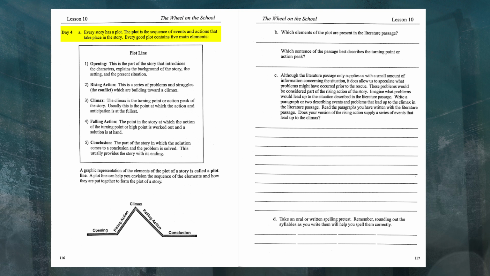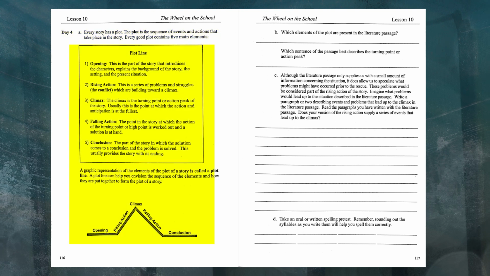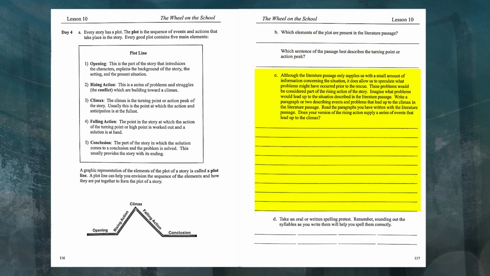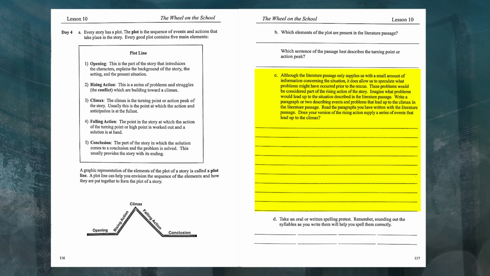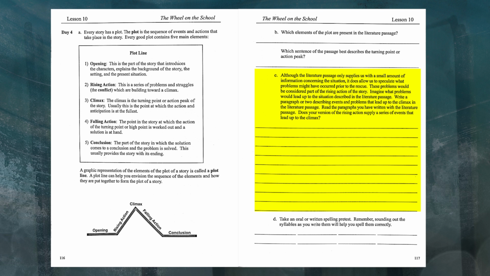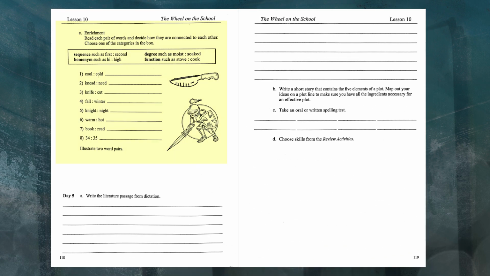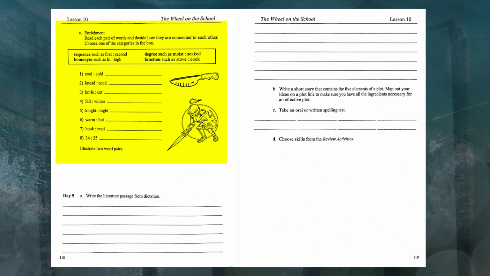Thursday, plot. Cover the 5 main elements of plot: opening, rising action, climax, falling action, and conclusion. Apply this to the passage. Imagine the missing parts and write a paragraph or 2 explaining what may have led to the problems you see. Read your addition with the passage. Does it make sense? Take an oral or written spelling pretest. Remember to sound out the syllables. Complete another enrichment activity where you notice the relationships between words.